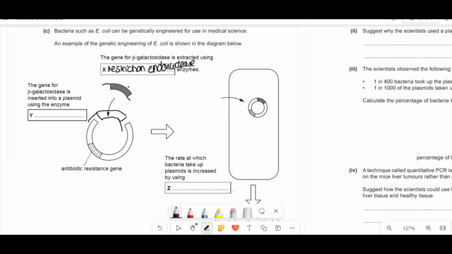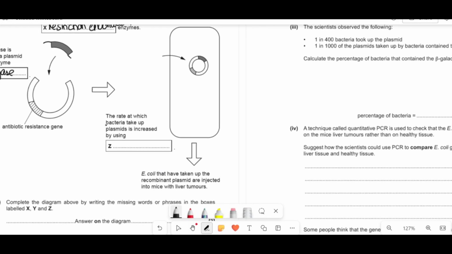In the same sense here, this is just going to be floating awkwardly here like that, and it's not actually stuck together to these bases here. So what we end up doing is we use an enzyme called DNA ligase, and that will make new phosphodiester bonds between these to actually stick it in there. Ligase stick together. So then it says the rate at which bacteria take up plasmids is increased by using something.